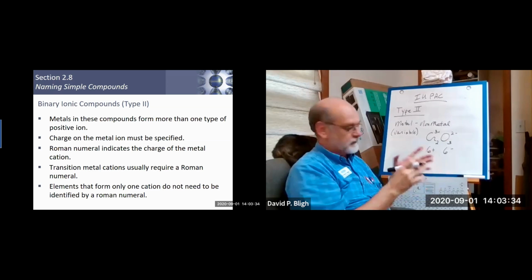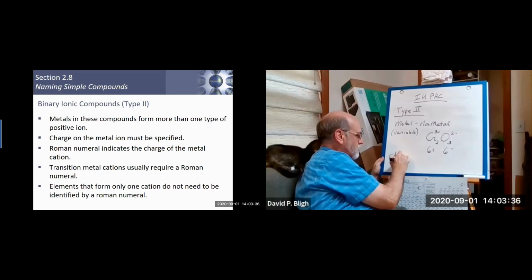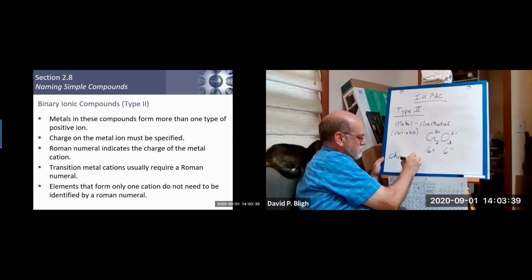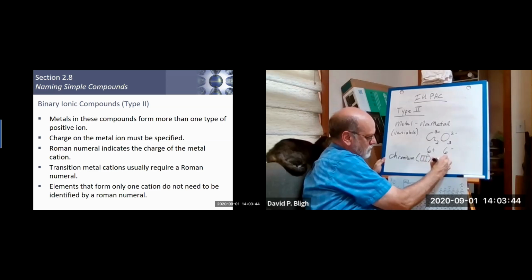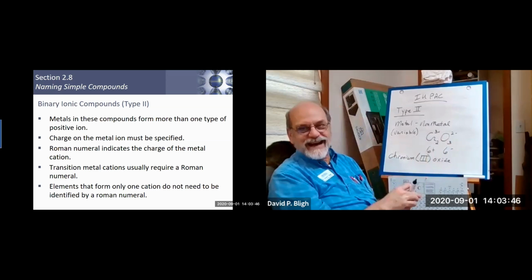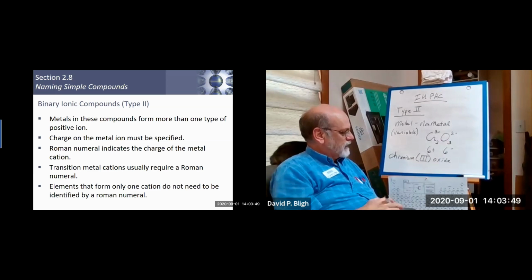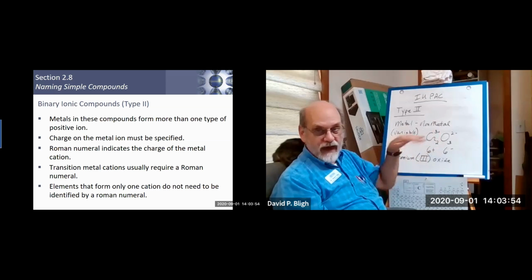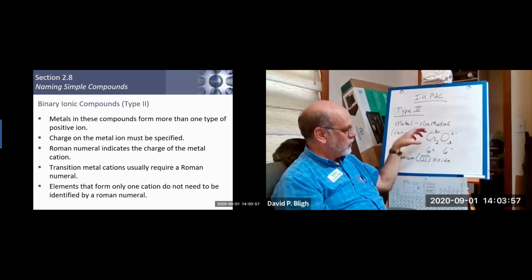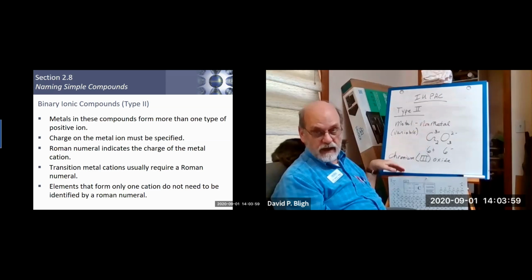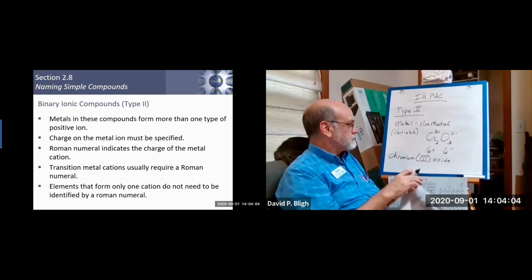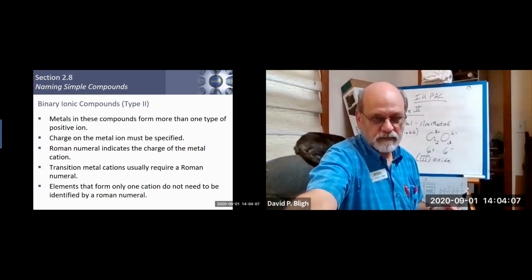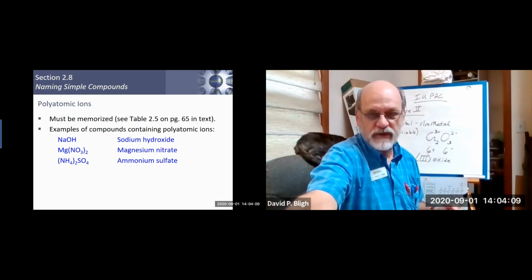Now we can name it. Chromium 3 oxide. And with that name, we can write that compound without missing it. Or, like we did here, we can take the compound and write the name. Non-ambiguous. Okay. There's some other examples.